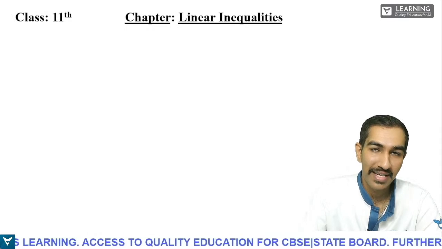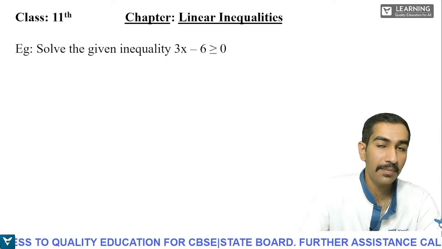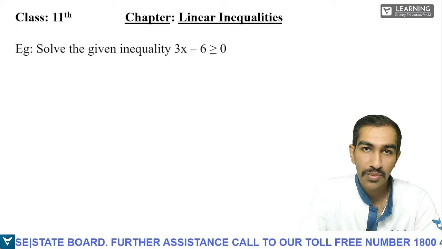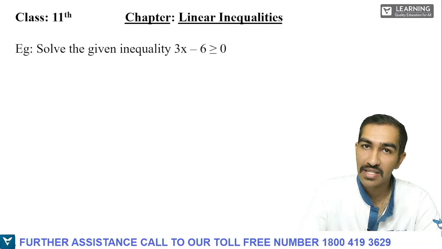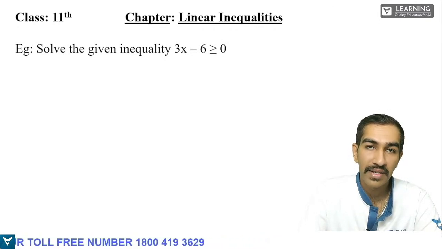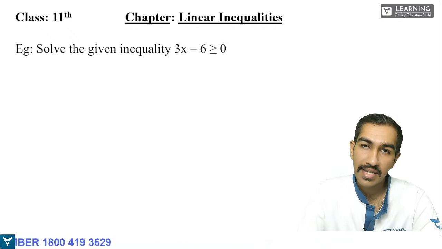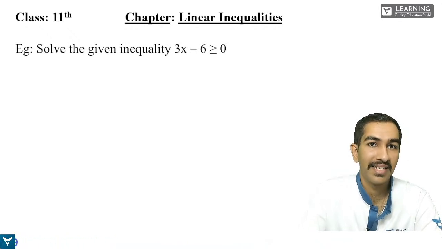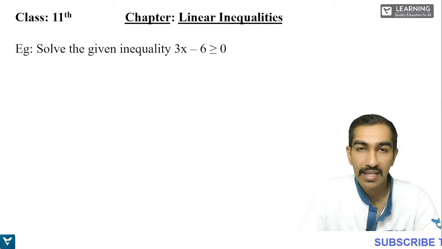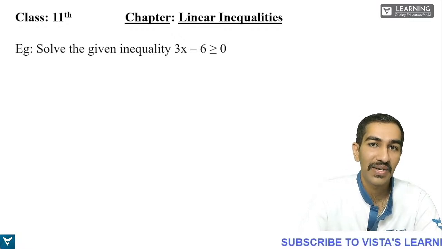Okay. Moving on to the next example now. Same thing. Solve the given inequality. Students, what is the highest power here? The very first thing you have to observe. The highest power is 1, which means it is linear. How many variables? Only one variable. Is this an equation or inequality? This is an inequality. What is the reason? Because there is no equal to symbol. There is a greater than or equal to symbol. That is why it is called an inequality.